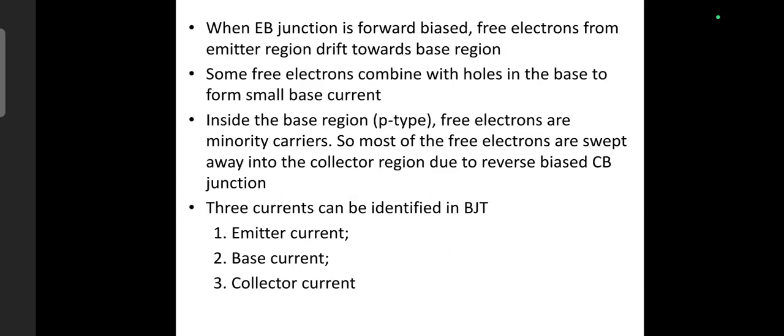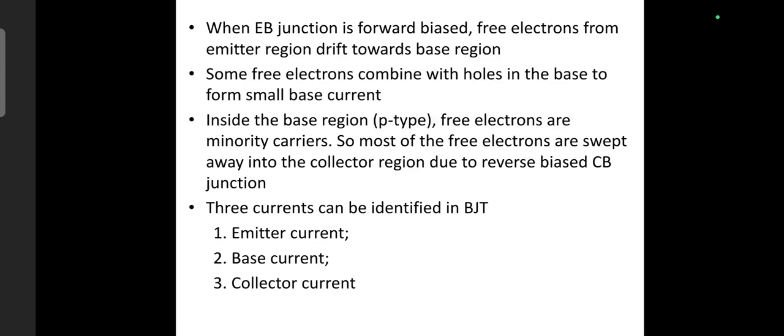Now we'll see some parameters related to transistor current. In a transistor, there are three important currents. One is the emitter current represented by IE, the base current represented by IB, and the collector current represented by IC.